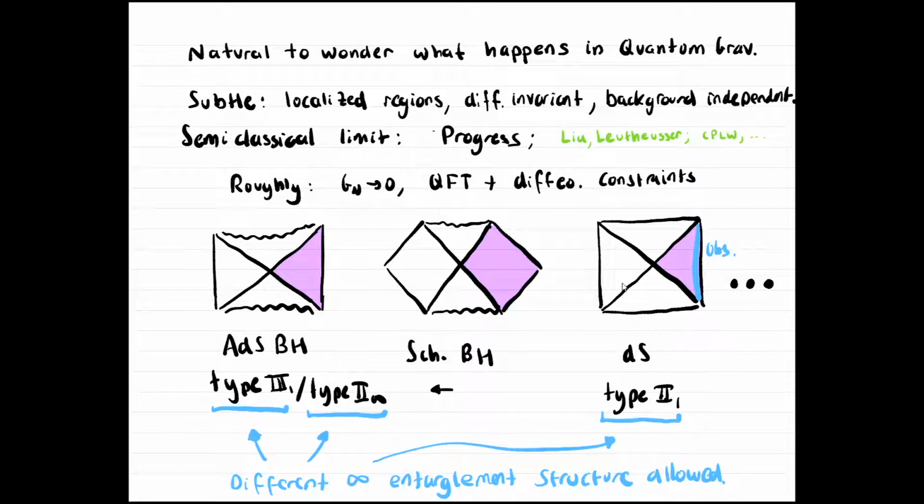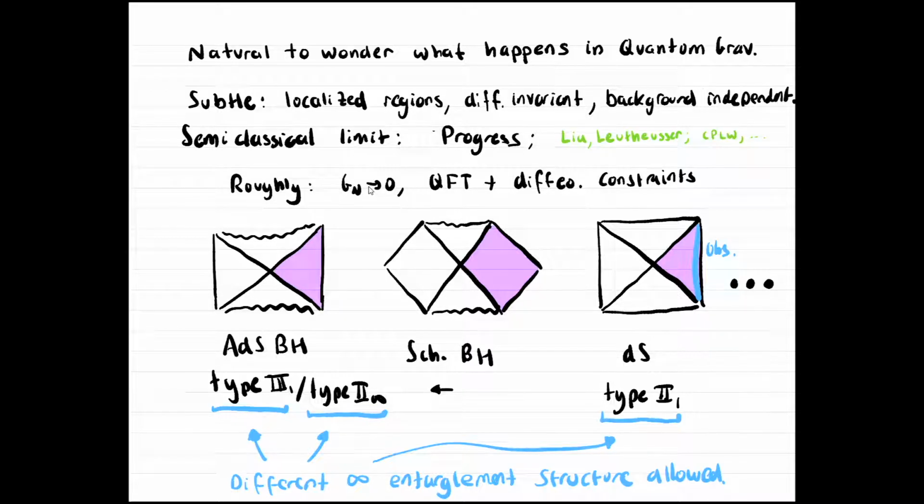So it's natural to wonder, of course, what happens in quantum gravity. And this is a very subtle question, obviously, because we're talking about localized regions. We have to worry about diffeomorphism invariance. If we really want to do something very powerful, maybe we even have to worry about background independence. But there has been some recent progress in a limit. Okay, in particular, we're thinking about this semi-classical limit. And this was pioneered by these authors here.